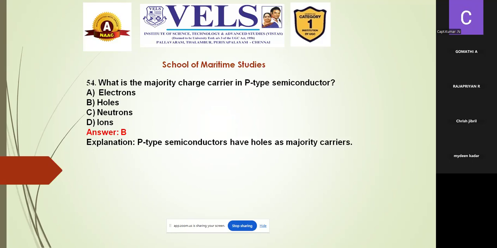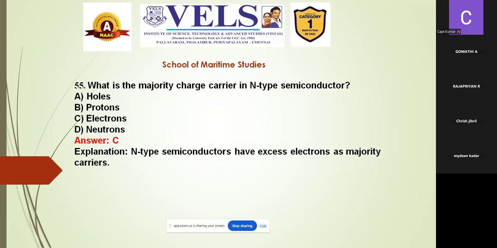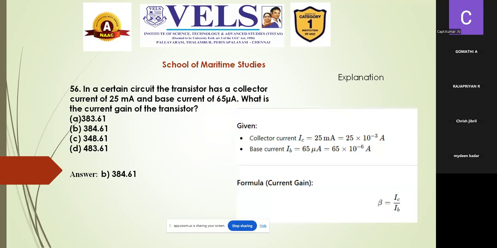In P-type semiconductors, the majority charge carriers are holes. Next, what is the majority charge carrier in N-type semiconductors? In N-type semiconductors, the majority charge carriers are electrons. Electrons and holes are both called charge carriers in the semiconductor.